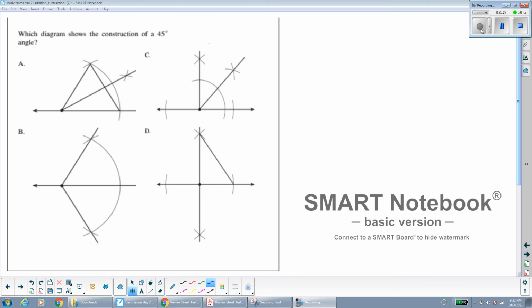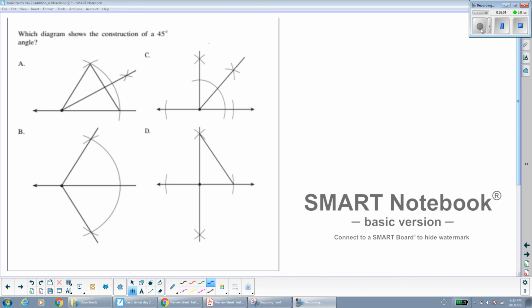And finally, this question is just asking us which diagram shows the construction of a 45-degree angle. First, think about how we can get a 45-degree angle. 45 is half of 90 degrees. And we talked about how we can construct a 90-degree angle by constructing a line that's perpendicular to the one that we started with. So if we can construct a 90-degree angle with a perpendicular line construction, how can we then get a 45-degree angle?